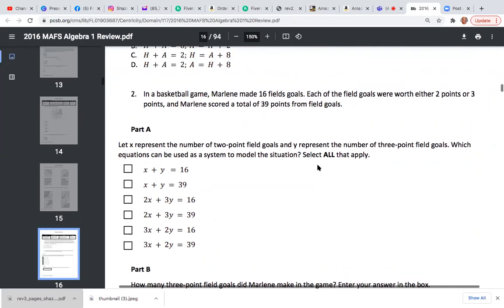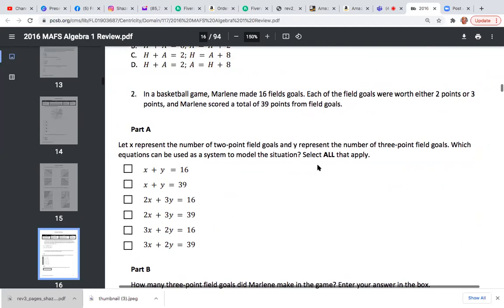Part A. In a basketball game, Marlene made 16 field goals. Each of the field goals was worth 2 points or 3 points, and Marlene scored a total of 39 points from field goals. Let X represent the number of 2-point field goals, and Y represent the number of 3-point field goals. Which equation can be used as a system to model the situation?